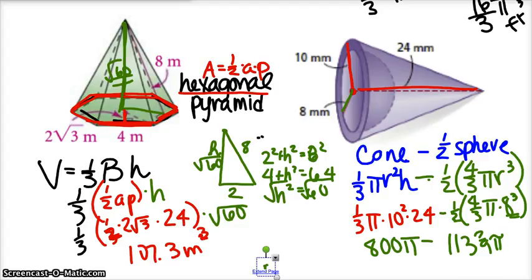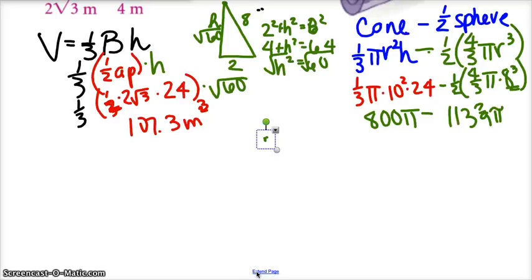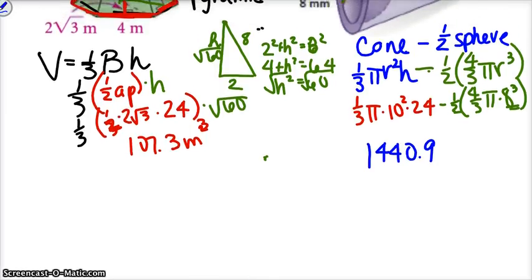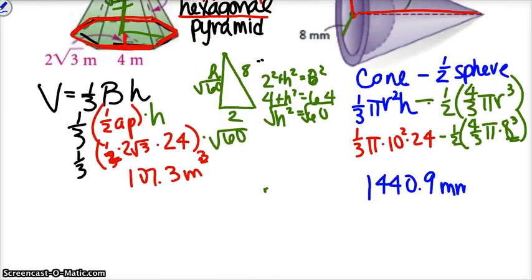Let me scroll down my page. So instead of worrying about leaving it in terms of pi, what if we just started with the 1/3 and typed it all the way out? So 1/3 times pi times 100 times 24, and then subtract away from it the 1/2 times 4/3 times pi times 8 raised to the 3rd power. And I ended up with this number right here, again assuming that I made no errors, in millimeters to the 3rd. All right, 2 more problems.